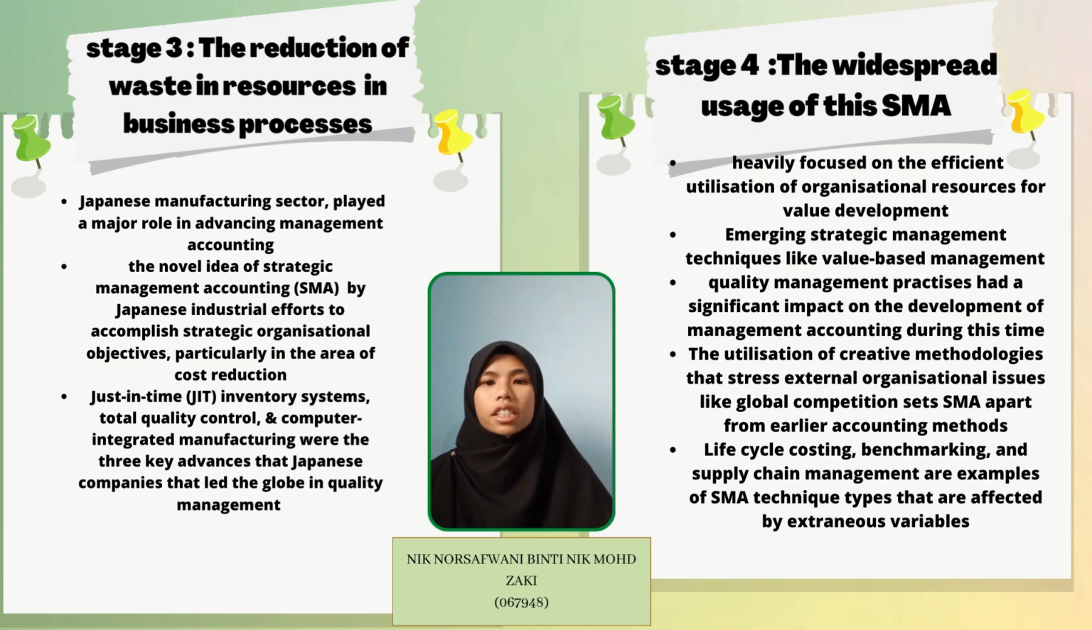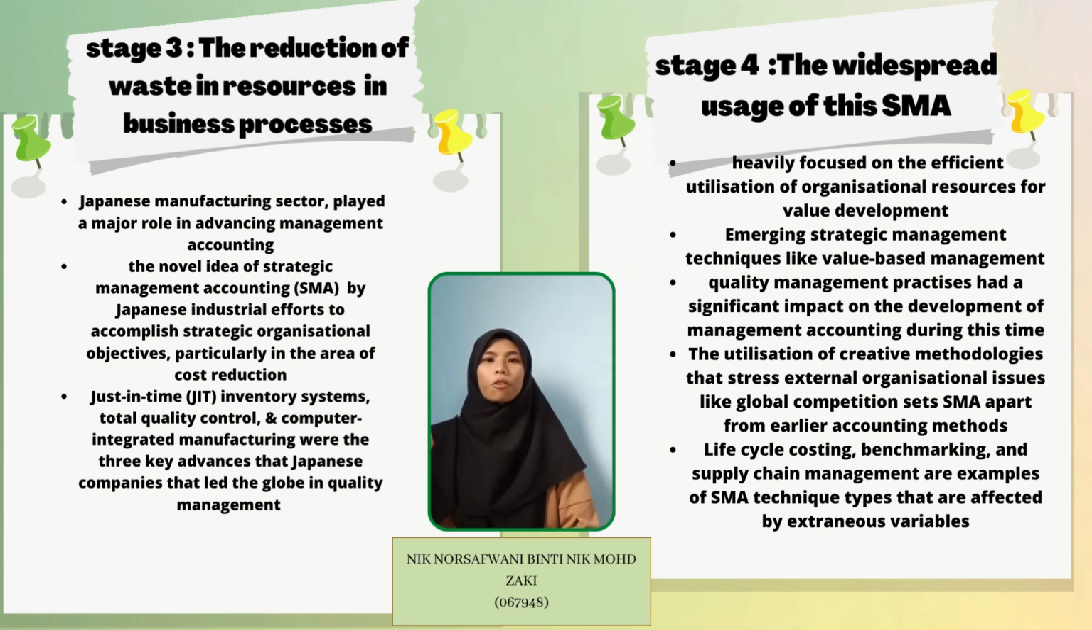Just-in-time inventory systems, total quality control and computer integrated manufacturing were the three key advances that Japanese companies, which led the globe in quality management during this time, concentrated on. From a strategic standpoint, development at this level paved the way for target costing and cost-cutting initiatives to move from manufacturing to the design and development phase.